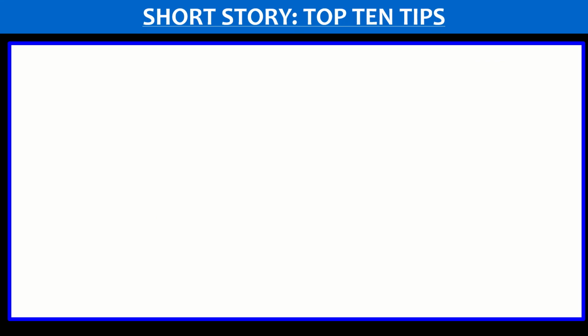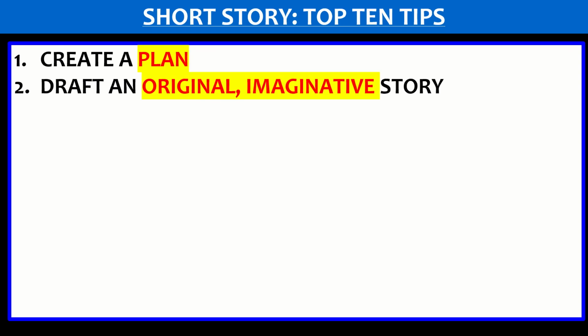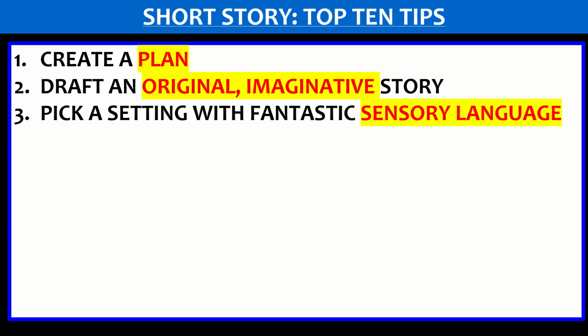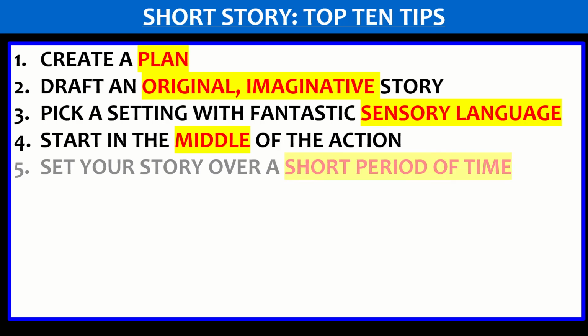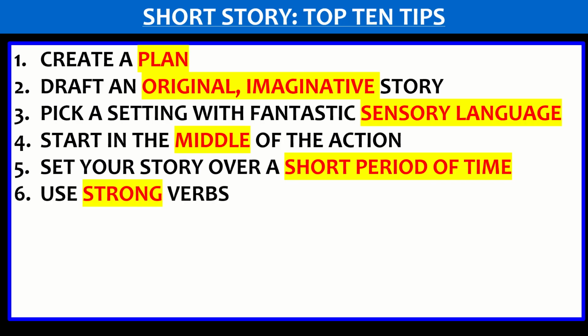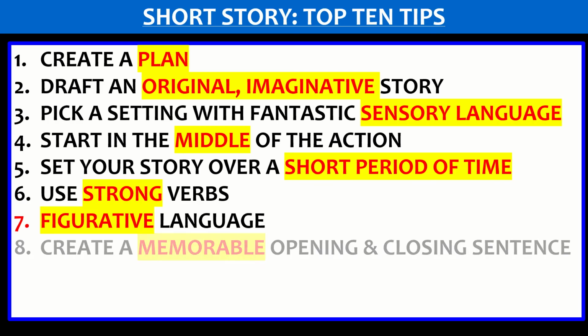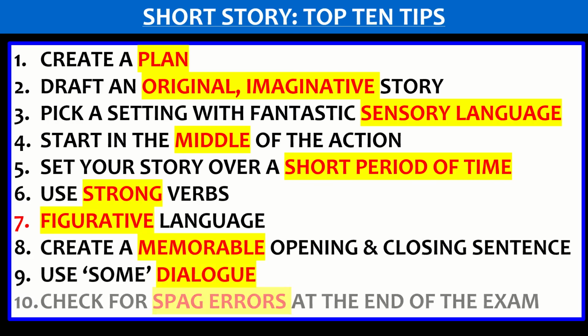So to recap, your top 10 tips for your short story are: create a plan, which should have your beginning, middle, and end, opening sentence, closing sentence, and a setting, which has great sensory language. Draft an original imaginative story. Pick a setting with fantastic sensory language. Start in the middle of the action. Set your story over a short period of time, I would say 5 minutes. Use strong verbs. Use figurative language. Create a memorable opening and closing line. Use some dialogue, and check for spag errors at the end of the exam.